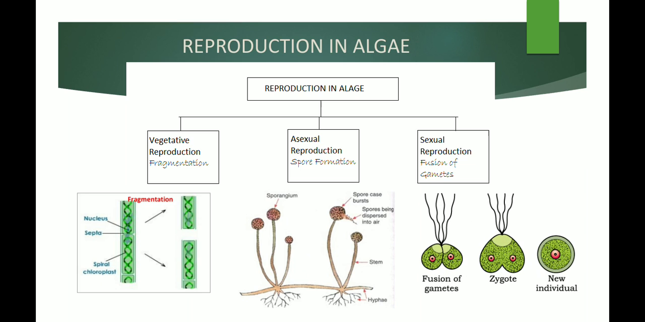Next is sexual reproduction, which is seen in the majority of organisms, that is, fusion of gametes. One gamete is produced by the female, the other gamete is produced by the male, and they come in contact with each other. They fuse and then produce a new individual. You can see in the picture, two gametes are coming closer. They are fusing together to form the zygote. This zygote develops into a new individual. So the three main types of reproduction in algae that we see are fragmentation, spore formation, and fusion of gametes.